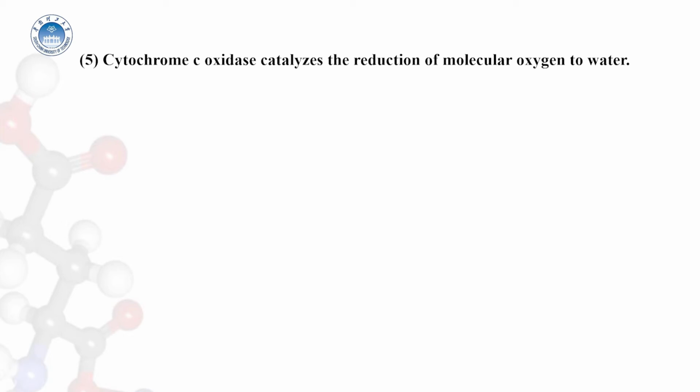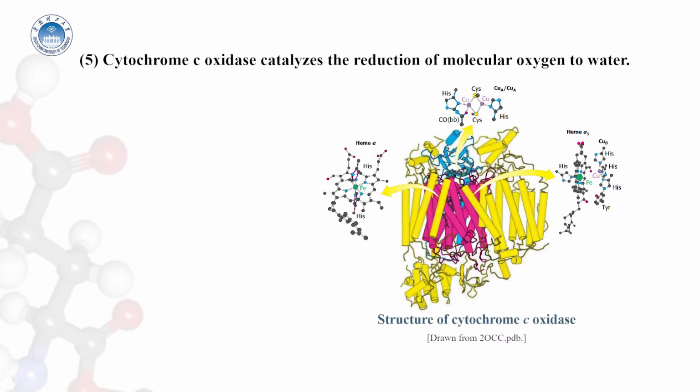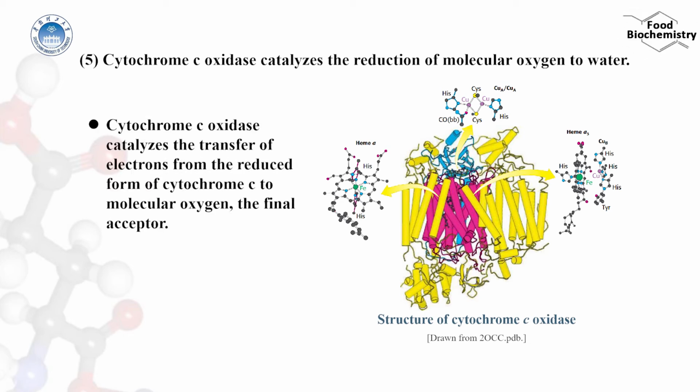Cytochrome c oxidase catalyzes the reduction of molecular oxygen to water. The last of the 3 proton pumping assemblies of the respiratory chain is complex 4. Cytochrome c oxidase catalyzes the transfer of electrons from the reduced form of cytochrome c to molecular oxygen, the final acceptor.